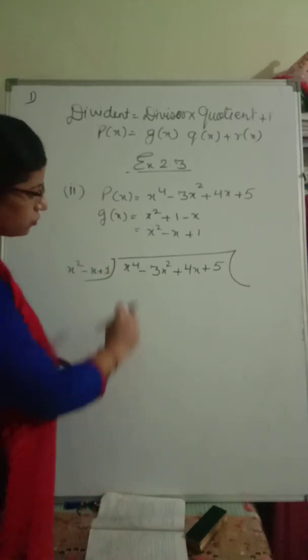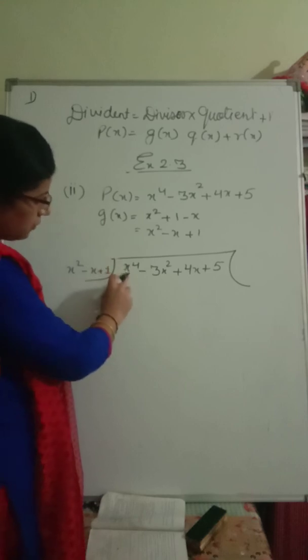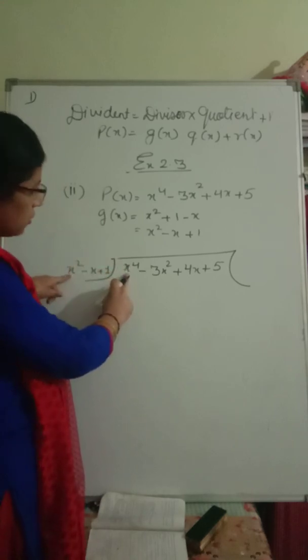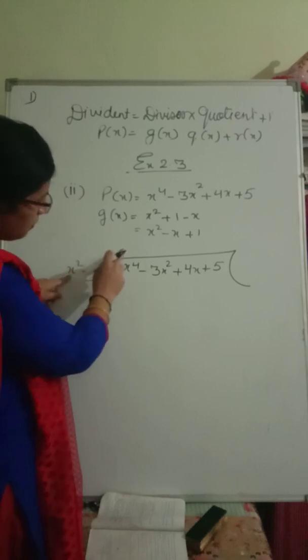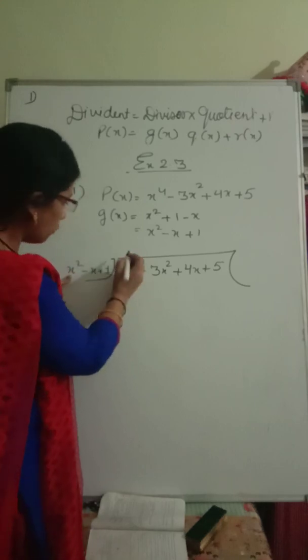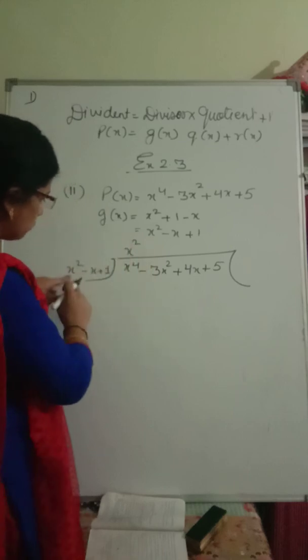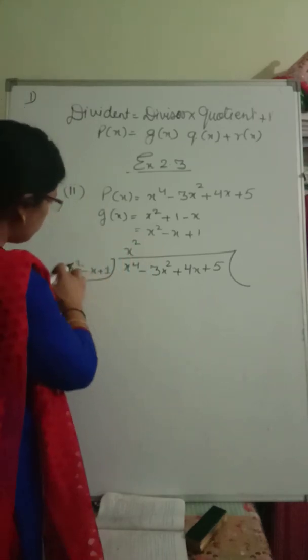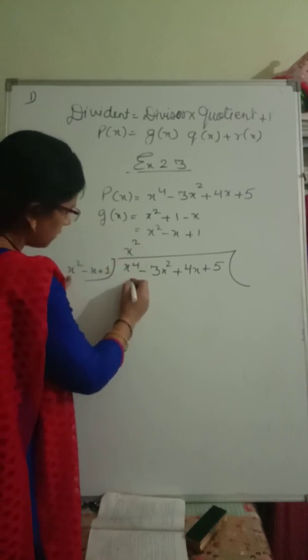I told you what you have to see. The first term, this is positive. We want plus x to the power 4. Now we have to see this first one here. So by which will we multiply to get x to the power 4? We will multiply it by x square. X square into x square, x to the power 4. Only this much we have to see. So plus plus plus. So first we multiply by this.